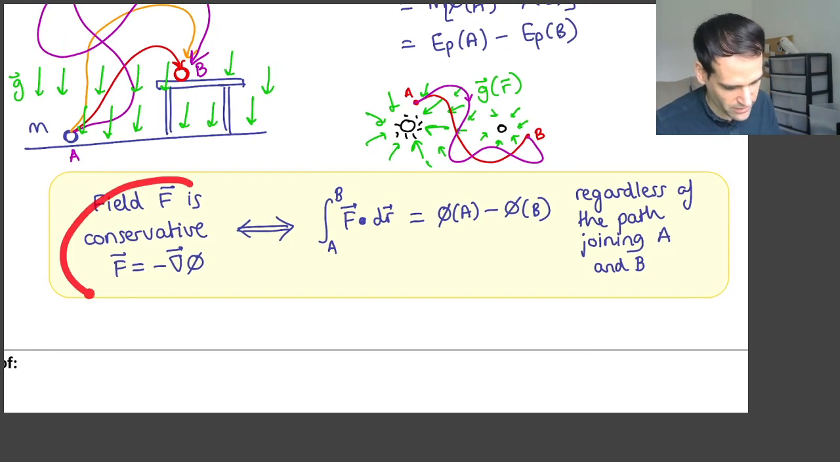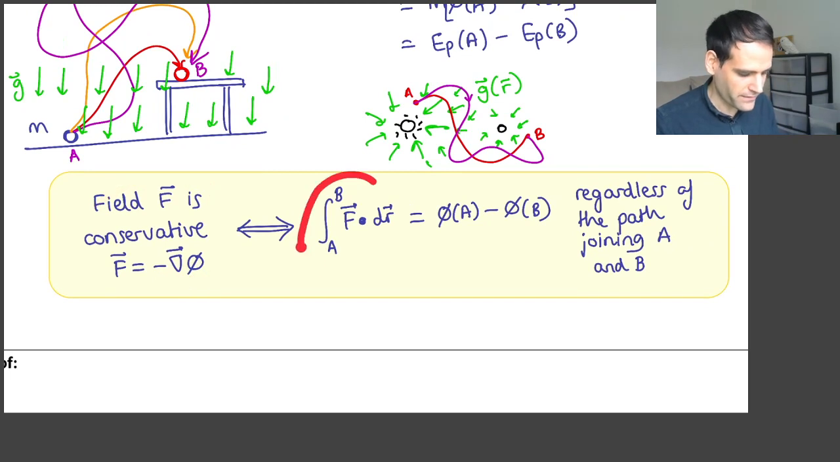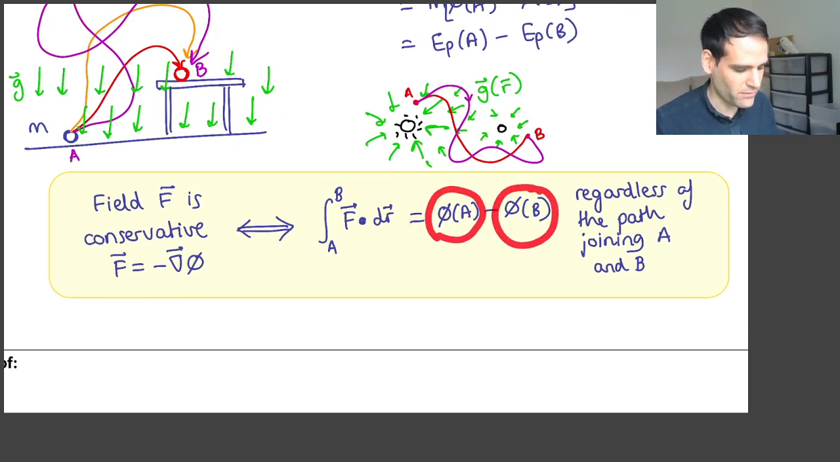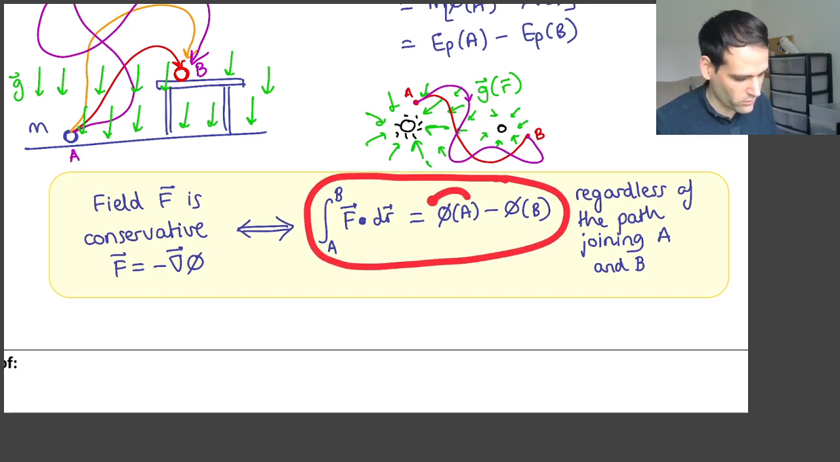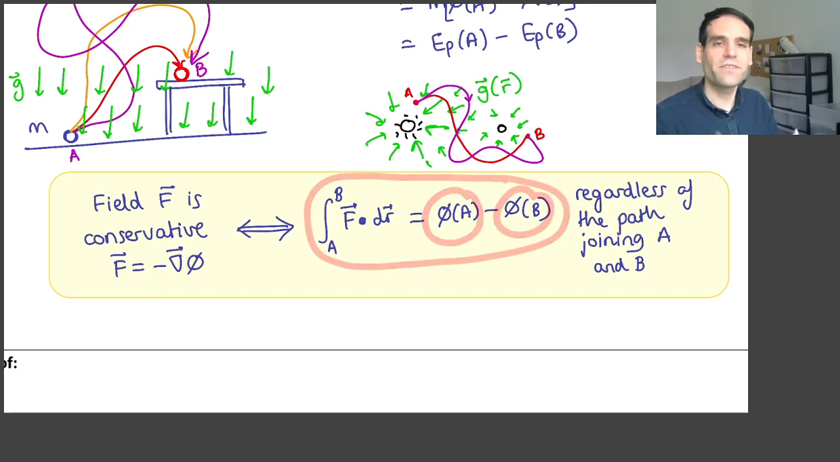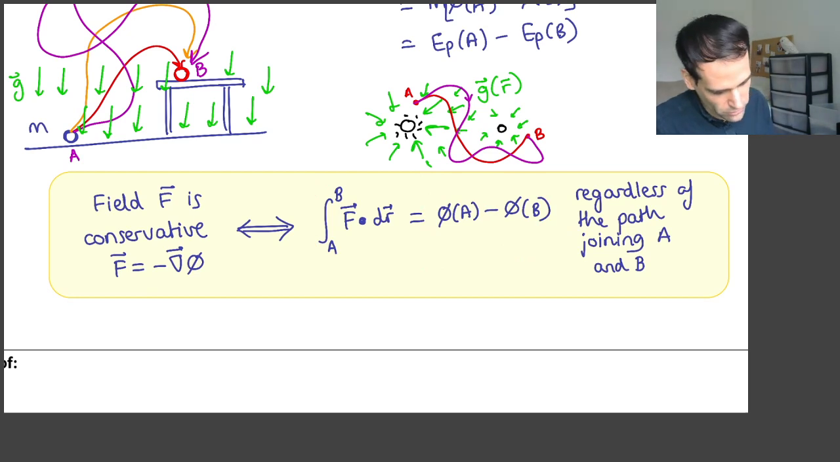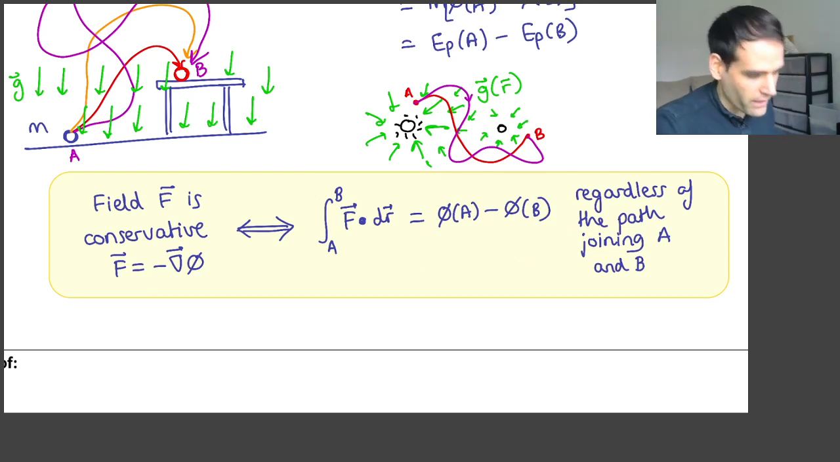If a field is conservative, meaning that it's the minus gradient of a potential, then the line integral of the field depends only on the potential at A minus the potential at B, regardless of the path. And this is a double arrow, meaning that if this line integral is always equal to the difference in potentials regardless of the path, then you can conclude that the field is conservative. Okay? Let me prove this mathematically to you.